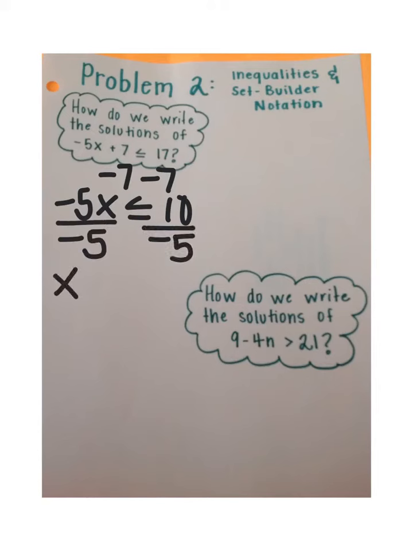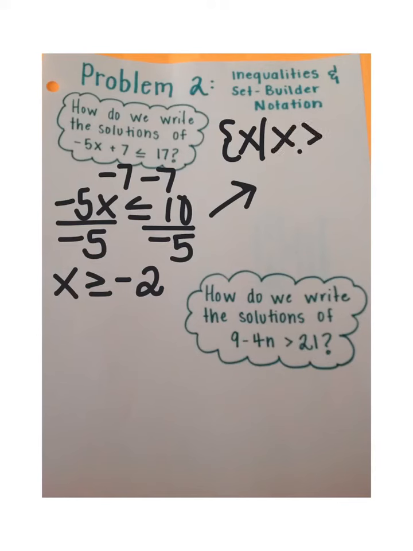If I'm going to use set builder notation to describe x is greater than or equal to negative 2, or to describe the solution of this inequality as a set, I am going to start with my brace, but then I'll put my variable in there. And I'm going to say x is greater than or equal to negative 2. So that's an example of set builder notation for the first inequality. Let's look at the second one.